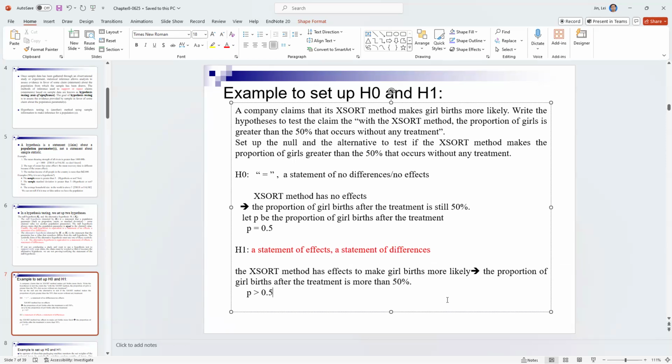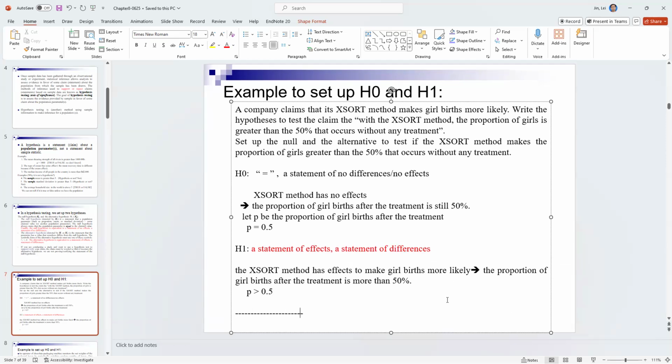So what are the null and alternative? If we just use the mathematical expression, H sub 0 will be P equals 0.5, and the alternative will be P greater than 0.5, according to this statement.